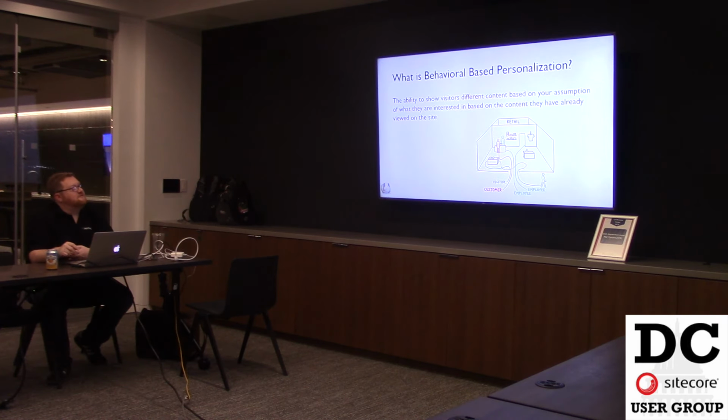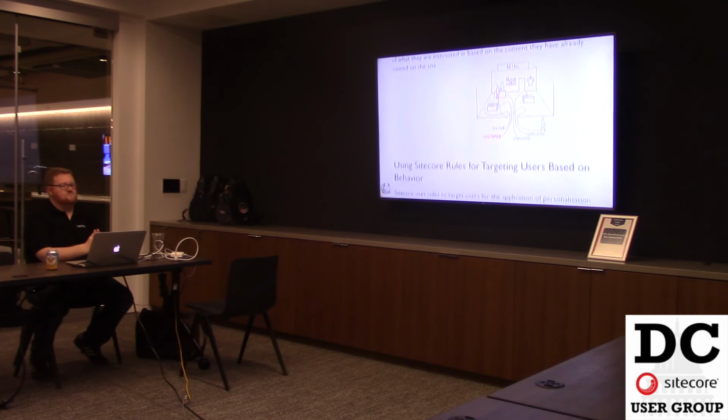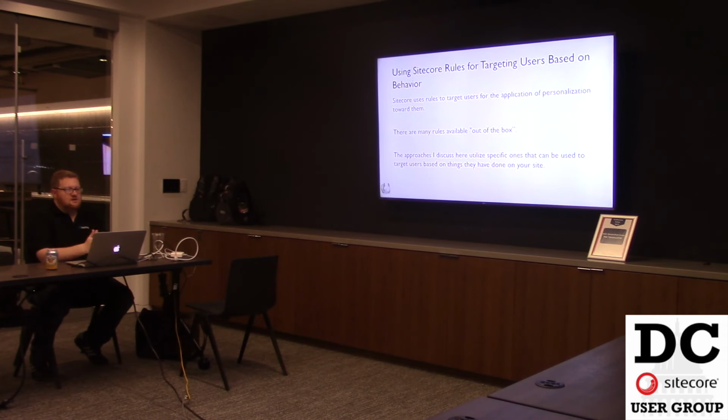So I always like to start off with defining terms. So this is, what is behavioral-based personalization? In this case, it's the ability to show visitors different content based on your assumption of what they're interested in, based on what they've done on your website already. This is all done using Sitecore's rules engine. Using that, we're able to target users based on their behavior.